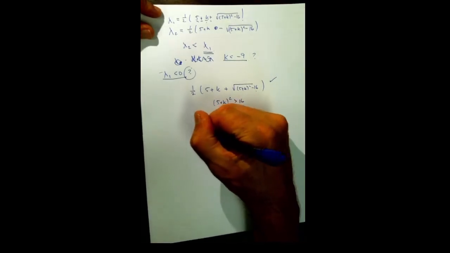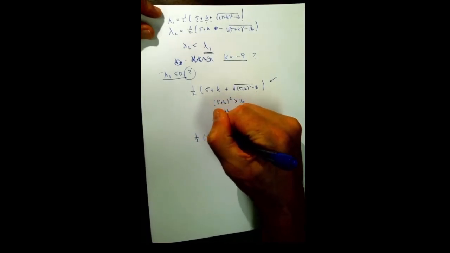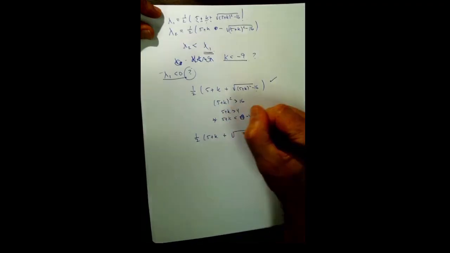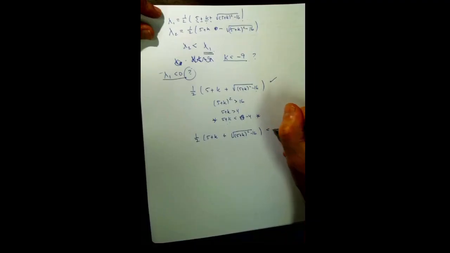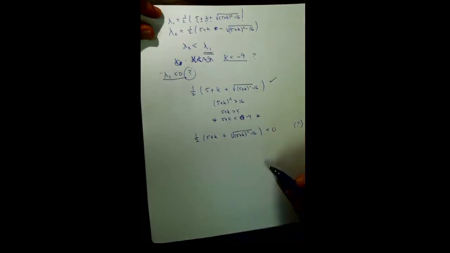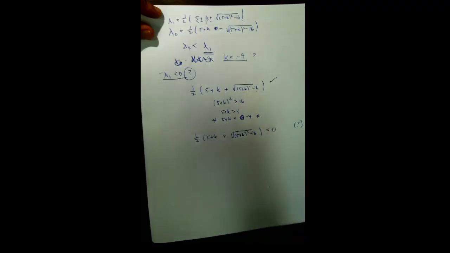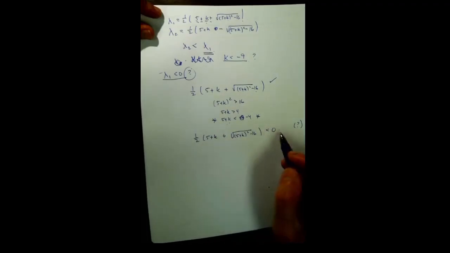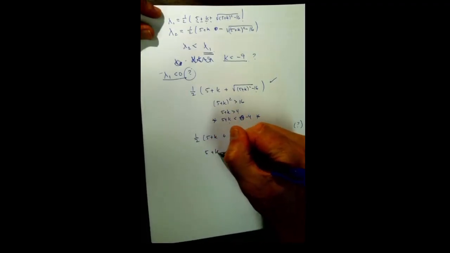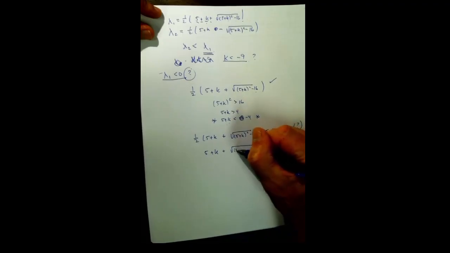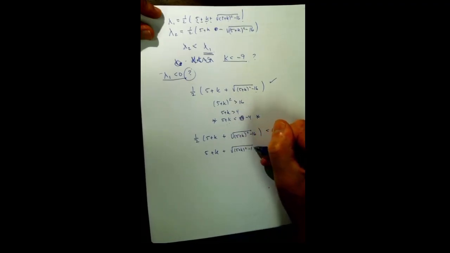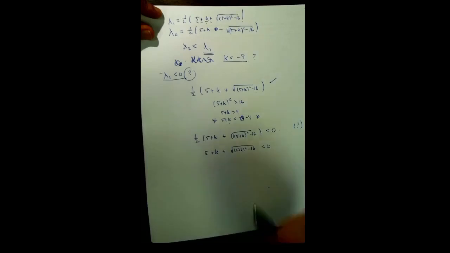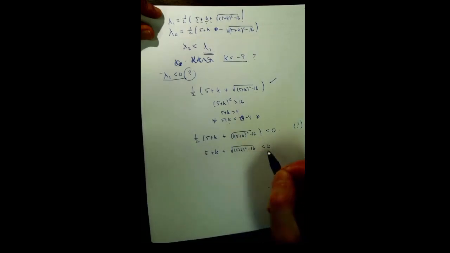So let's just see if this is true. I'm going to just assume it. I don't know if this is true, but if I go through and do the algebra and work it out and I get something that's undeniably true, I can basically do everything backwards and show that this statement is true. So I can multiply everything by 2. So I get 5 plus k plus the square root of 5 plus k squared minus 16 is less than 0.